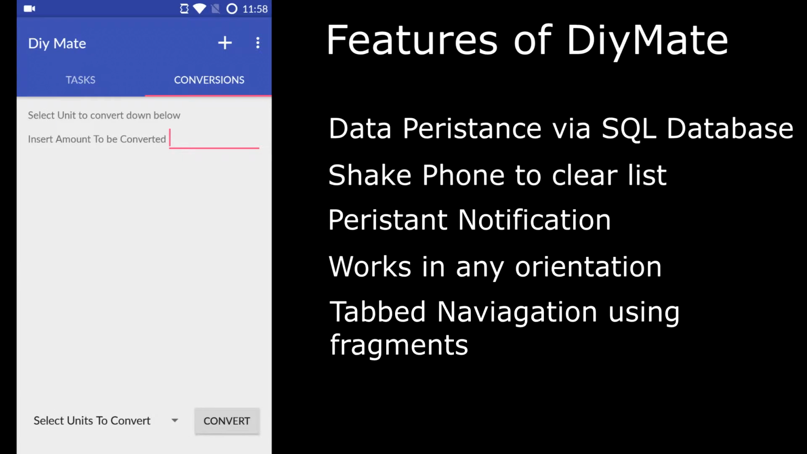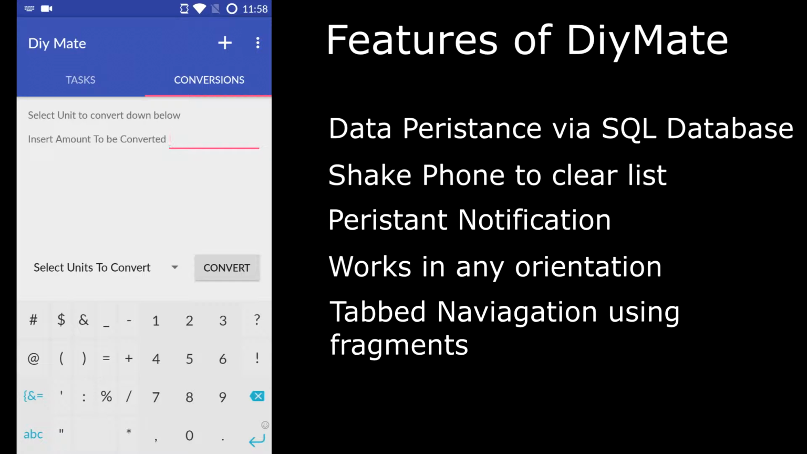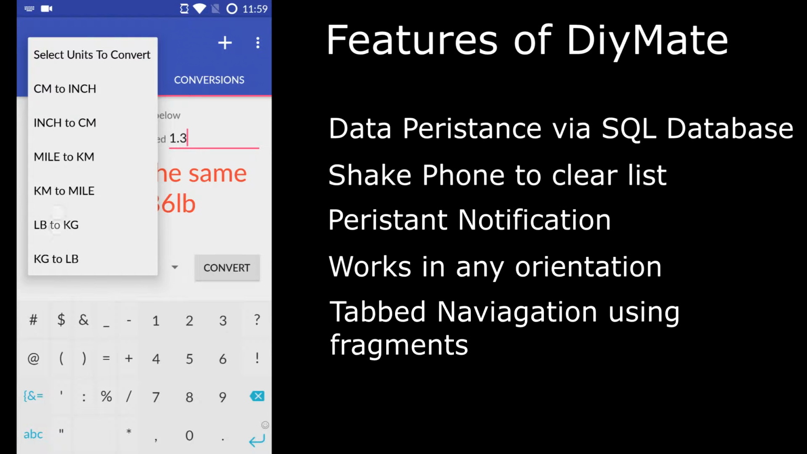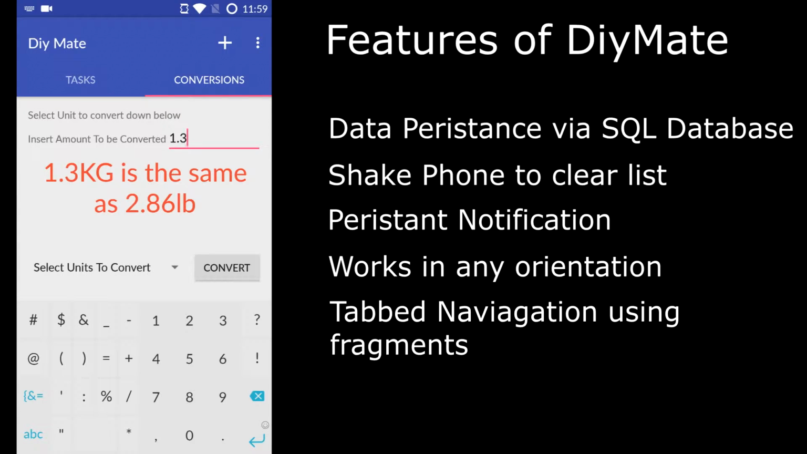If you swipe to the right, you get to the second fragment, which is the conversion fragment, which allows for many common conversions in measurement and weight. In this example, we're changing 4.5 kilometers to miles, and we're told it's the same as 2.8 miles. This works for all of the different examples in the spinner, and the layout is such that it's easy to use with one hand.